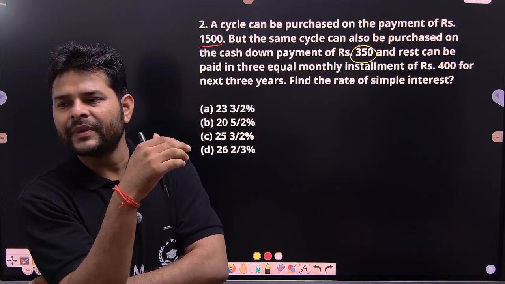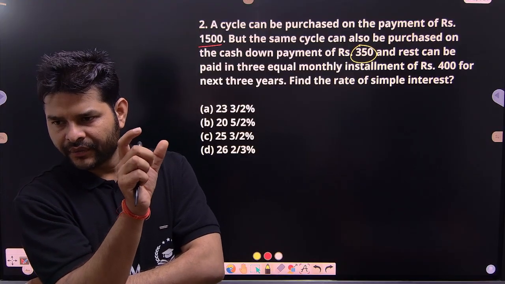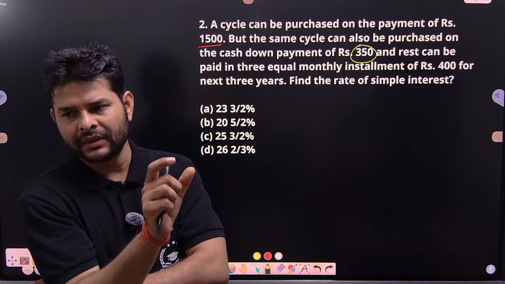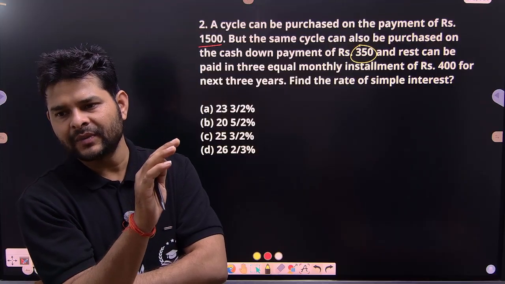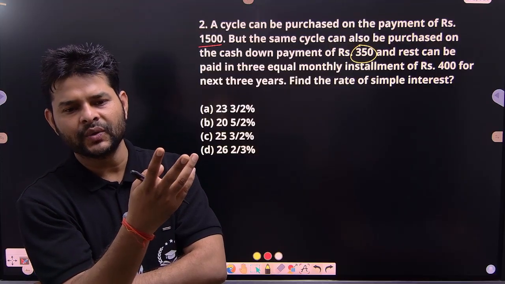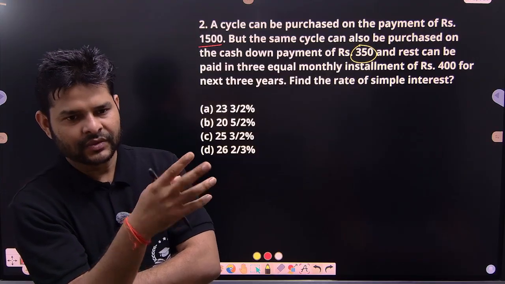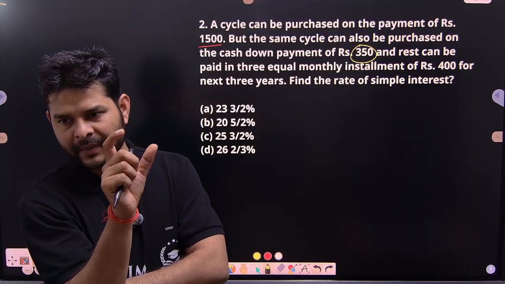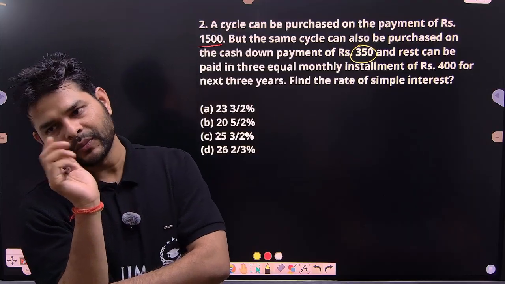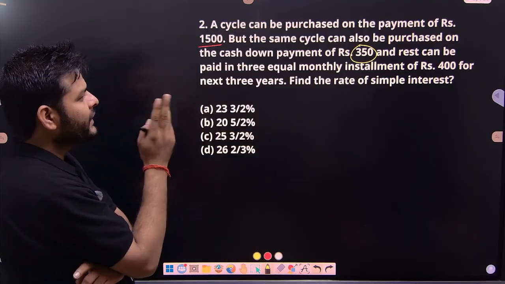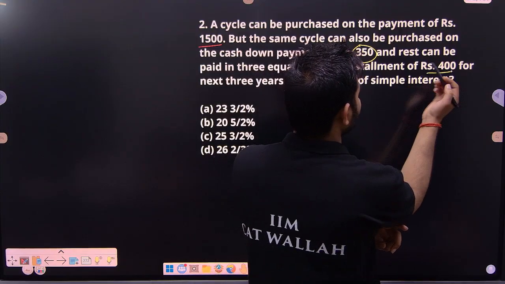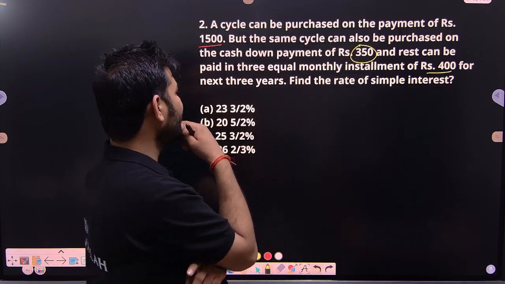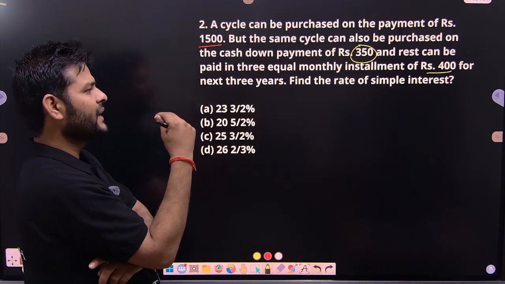So cash down means what? The minimal amount that we need to pay at the time of buying something, and the rest of the amount would be converted into installments. So that is called the cash down payment, the minimal amount that you have to pay. And the rest can be paid in 3 equal installments of rupees 400 for the next 3 years. Find the rate of interest.